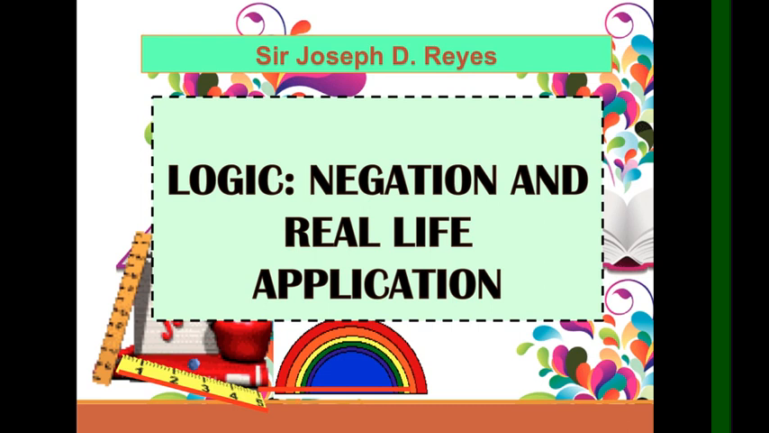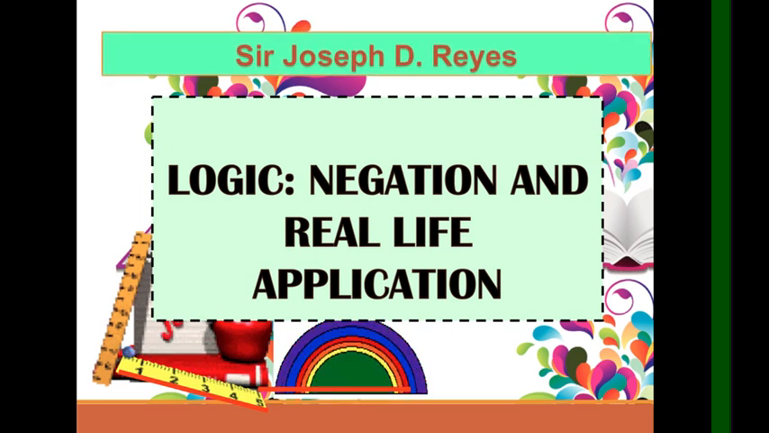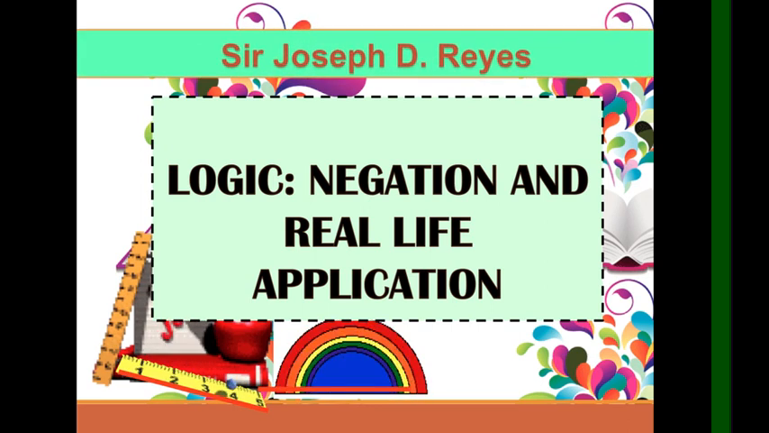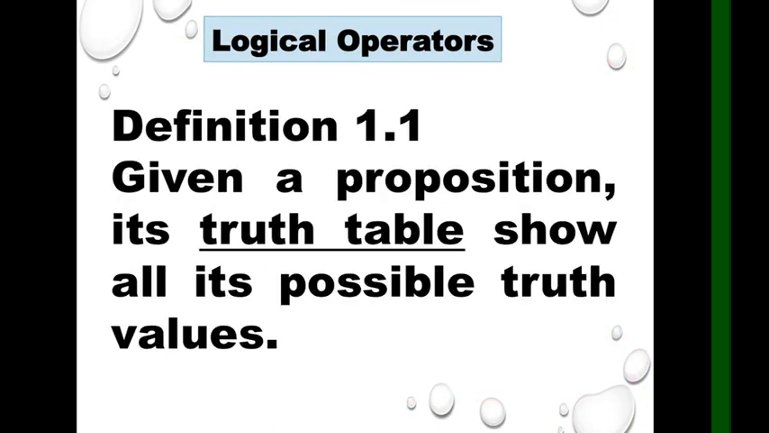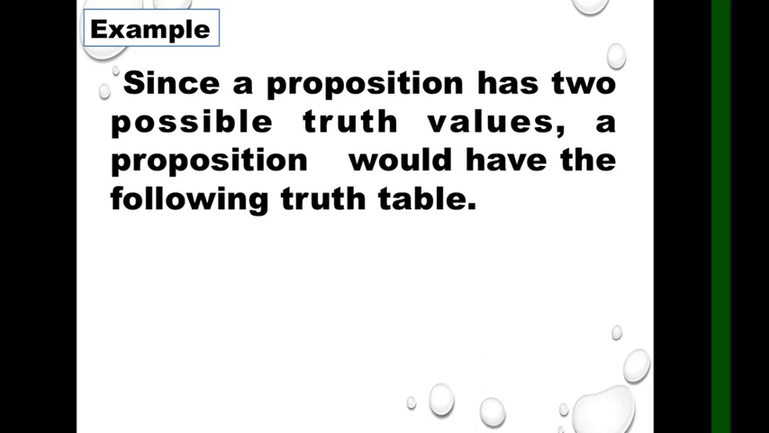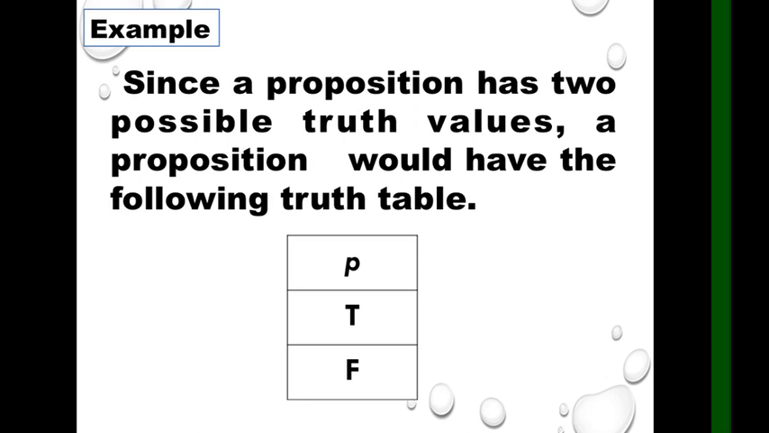And now let's proceed to our main topic for today, which is all about negation and its real life application. Definition 1.1. Given a proposition, its truth table shows all its possible truth values. Example. Since a proposition has two possible truth values, which, in our previous topic, I already told you about, these two possible truth values are either capital T or capital F. A proposition would have the following truth values. So it can be true or false. A proposition should be a small letter.